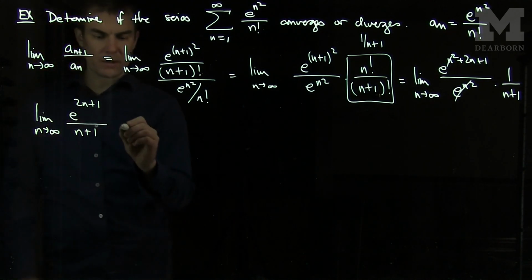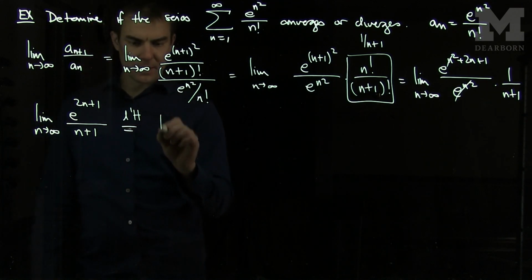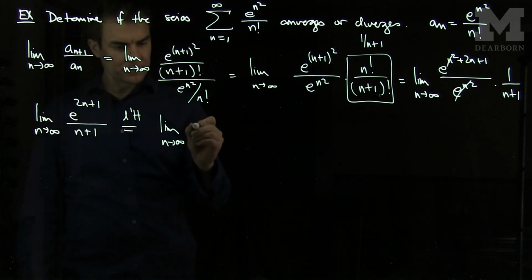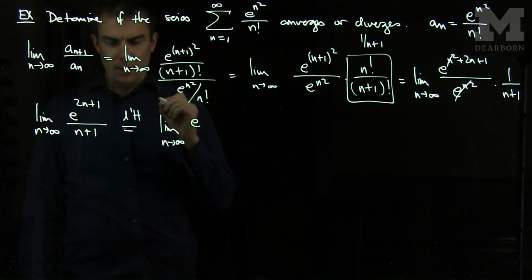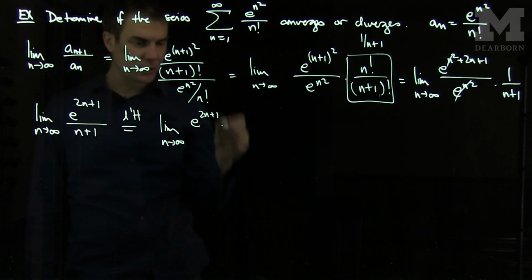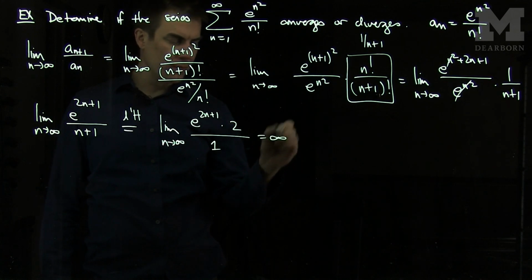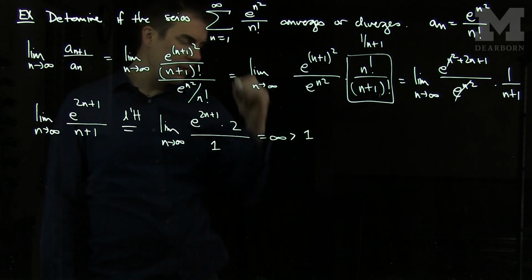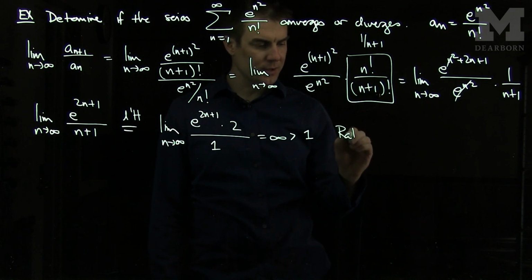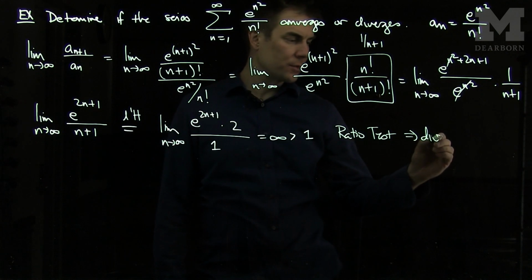Now we have infinity over infinity, so we can do L'Hopital's rule. And we'll get a limit as n tends to infinity of e to the 2n plus 1 times the derivative of the exponent, which is going to be a 2, over 1. And that clearly goes to infinity, which is larger than 1. And so the ratio test tells us this series will diverge. Ratio test implies this series is going to diverge.